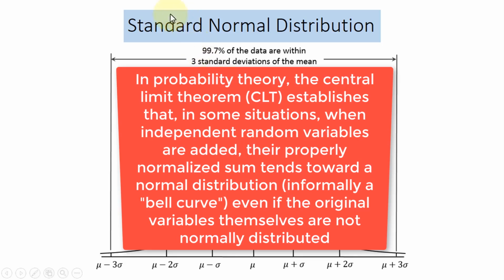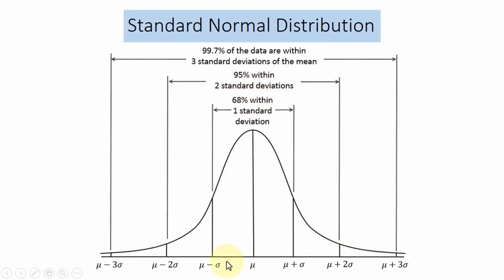And the word standard simply means that we actually use the mu and the standard deviation. That's why it's called the standard normal distribution. Otherwise, if you just see a bell-shaped curve, that's just a normal distribution. Okay, so just know that difference as well.